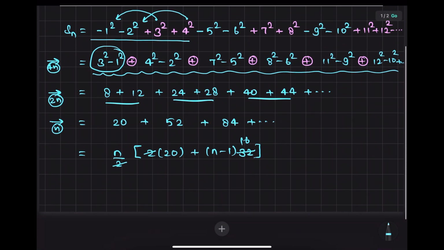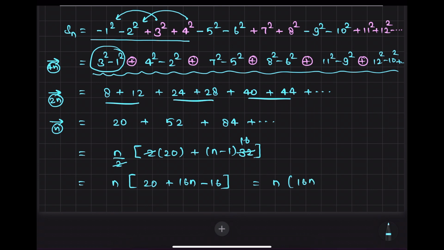Okay? Now look at this. So it will become n times 20 plus 16n minus 16. So 20 minus 16 will become 4. So I will take 4. Wait. n times 16n plus 4. What I will do, I will take 4 common. So we will be left with 4n into 4n plus 1. So this is your required answer.